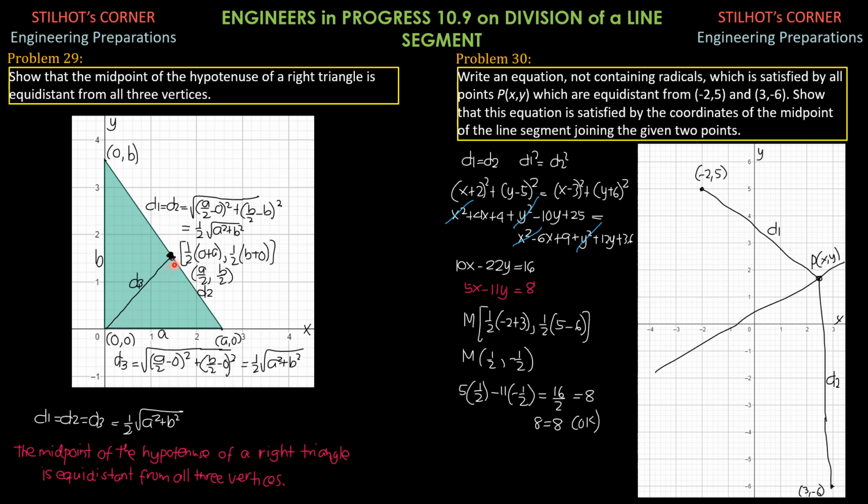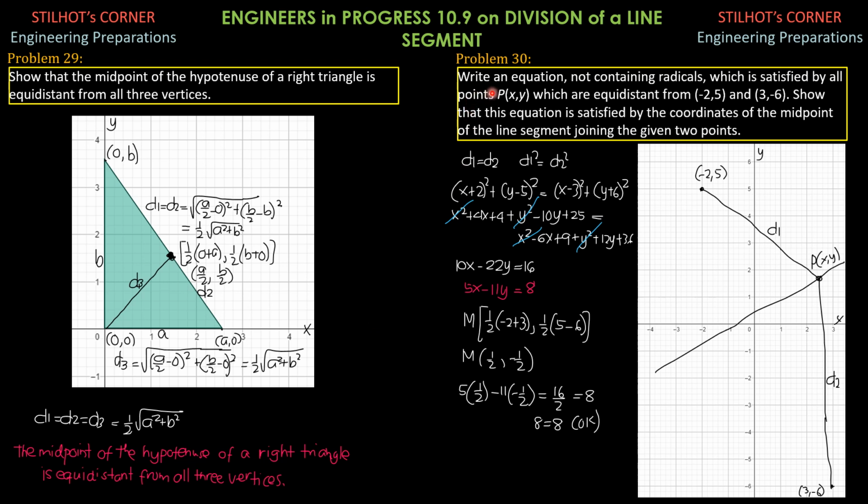Likewise, distance 3, the distance of this midpoint of the hypotenuse from the origin, is the square root of quantity A over 2 minus 0 square plus quantity B over 2 minus 0 quantity square. So that's also the square root of A square plus B square over 4, or 1/2 the square root of A square plus B square. So we have shown that distance 1 equals distance 2 equals distance 3. So it is 1/2 the square root of A square plus B square. Conclusion: the midpoint of the hypotenuse of a right triangle is equidistant from all three vertices. So that's it for that problem.